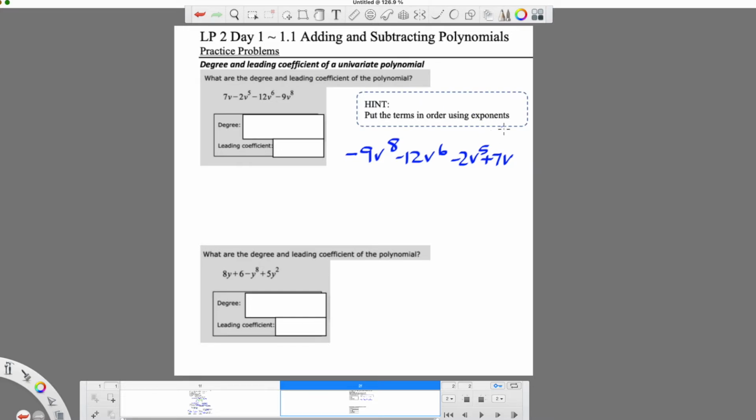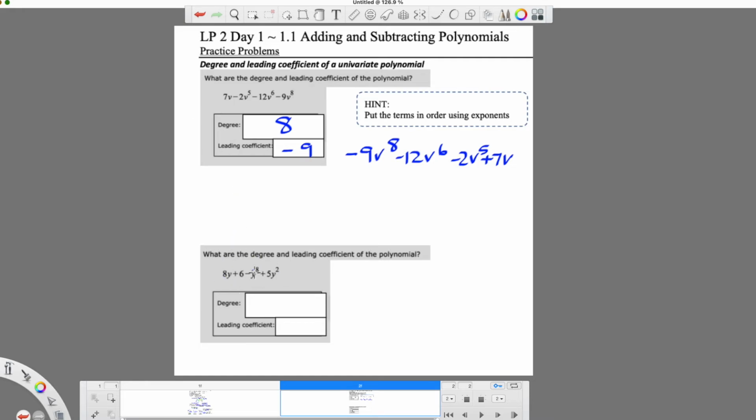So now that I have them in order, it's very, very easy for me to determine what the degree is, because the degree is that largest exponent. So the degree would be 8 in this one. And then the leading coefficient is the number that's being multiplied by the variable with the largest exponent. So this would be negative 9.